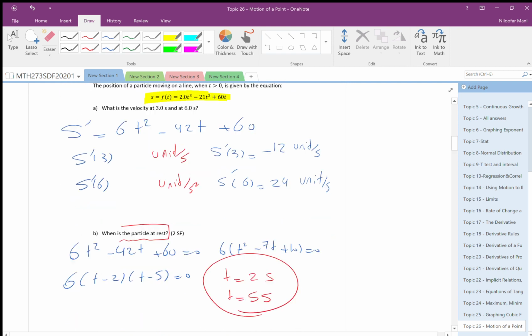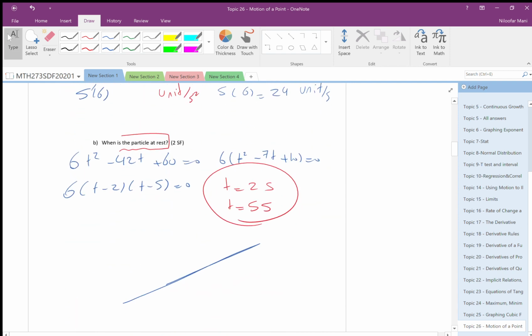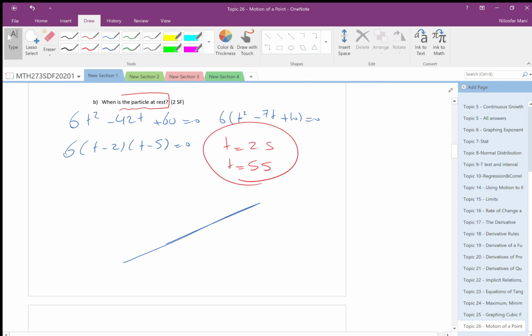And it says when the particle is at rest, which means when the first derivative, or the velocity, is 0. So you have to find those points, and you can see S prime at 2 and S prime at 5 is 0.